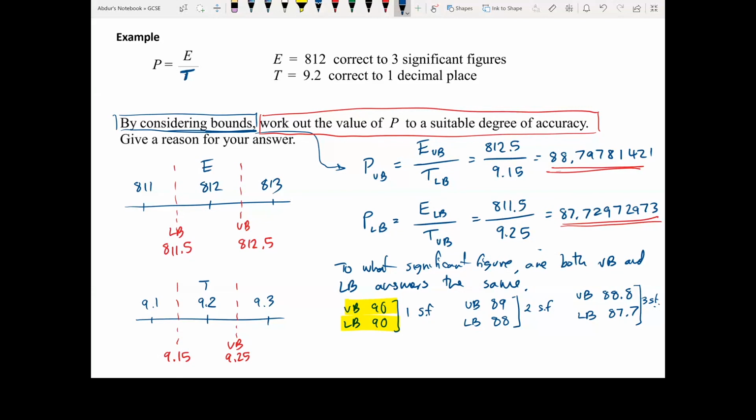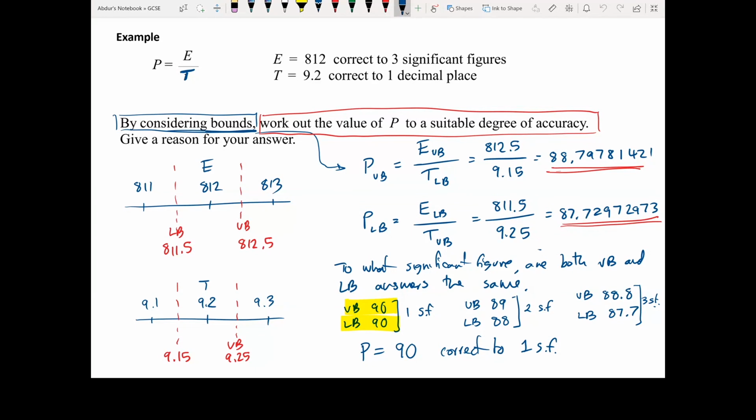If it was the same for two significant figures as well, then we would write that down as our answer, because that is a more accurate answer. So our final answer, we would say, is p is equal to 90, correct to one significant figure, because that's when both the upper bound and lower bound are the same. We're trying to find one value for p, not an upper bound value, not a lower bound value, but just one value. So the only way we can get one value is if both upper bound and lower bound values are the same when rounded to the same significant figure.